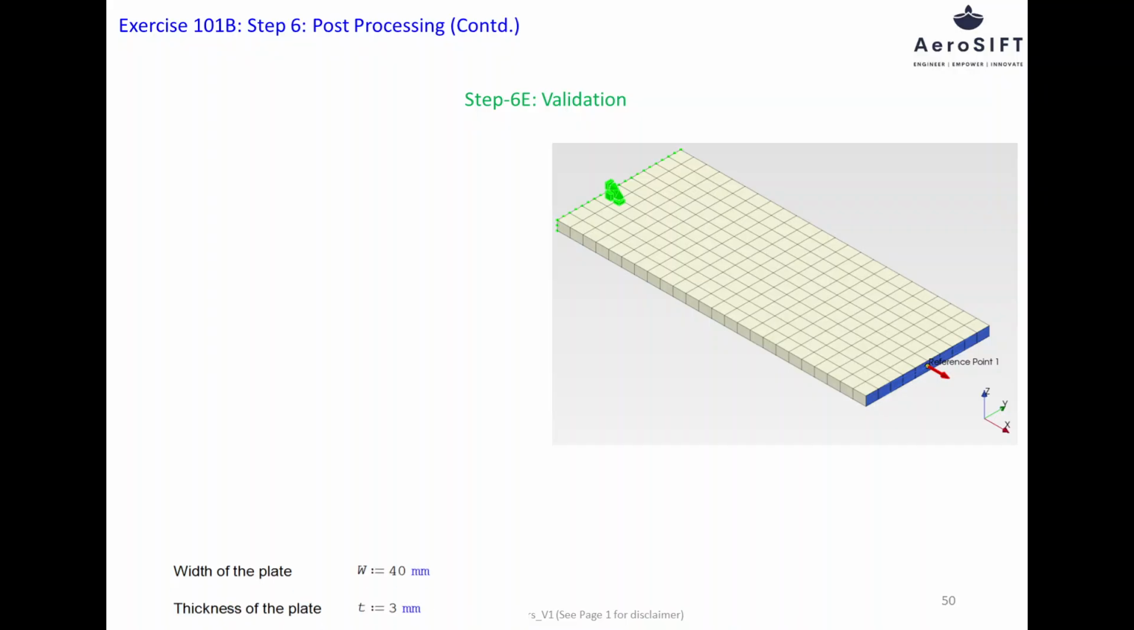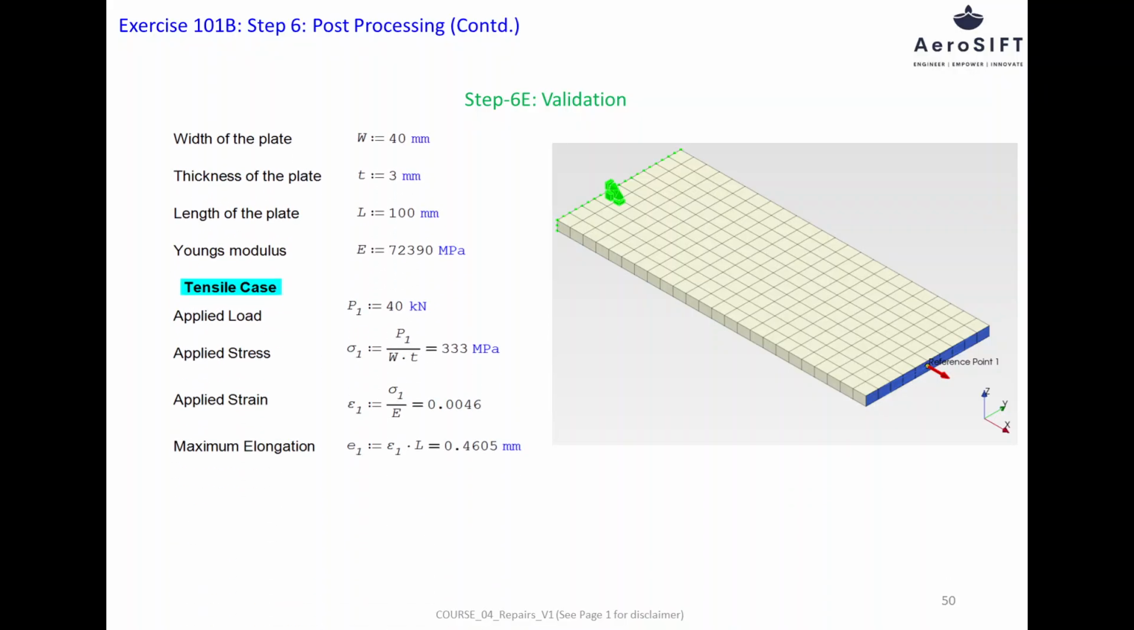At the end of this exercise, the results from the 3D finite element analysis are validated by comparing them with the expected theoretical values for a simple tensile loading case. Using the given geometry, material properties, and applied 40 kilonewtons axial load, the analytical values for stress, strain, and elongation are calculated. The simulation results, such as the maximum von Mises stress, axial strain, and displacement, match closely with these hand-calculated values.